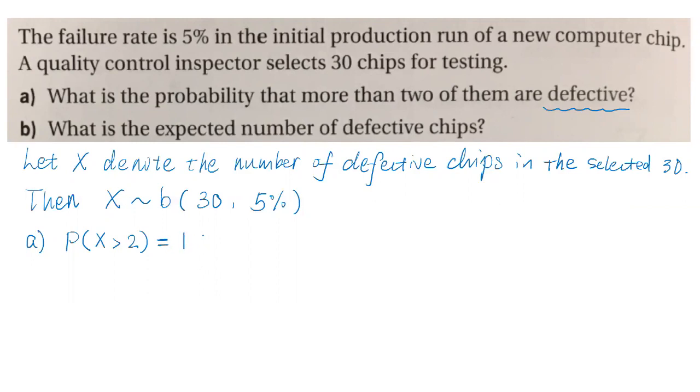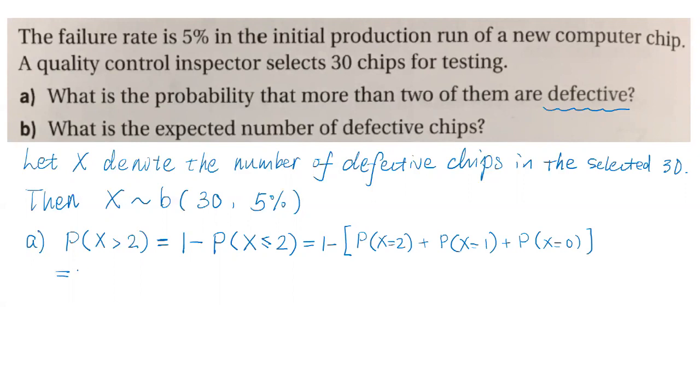So usually we can calculate the probability of the opposite, which is X equal to or less than 2, and use the total probability 1 or 100% minus this probability. So in this way, we only need to calculate the probability of X being 2, the probability of X being 1, and the probability of X being 0, right?